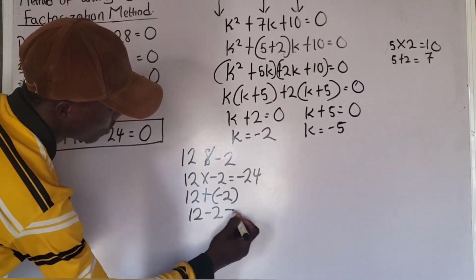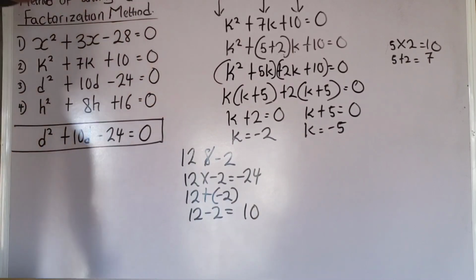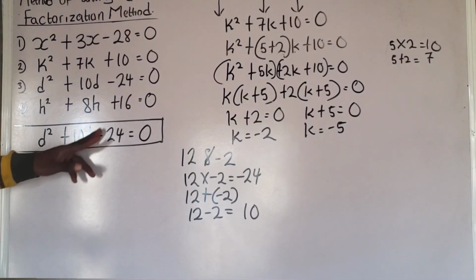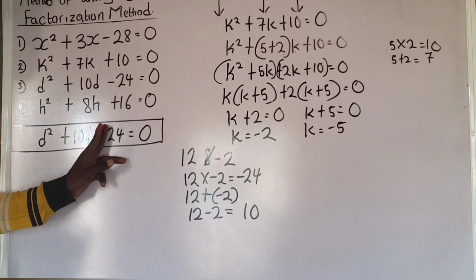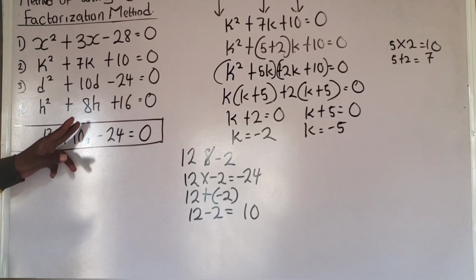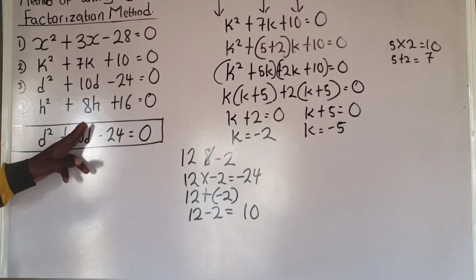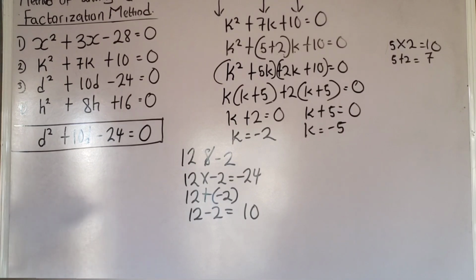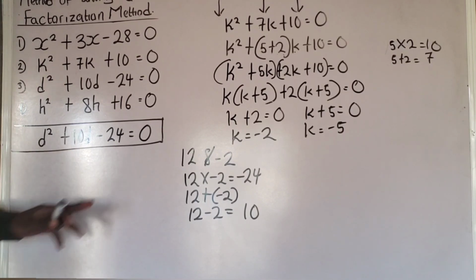12 minus 2 equals to what? 10. You understand? You can see that the product of the two numbers equals to our constant term. The constant term is what? Negative 24. And the sum of these two numbers is equals to our second term, which is what? 10. Plus 10. Okay? So, I'm going to replace the second term, which is plus 10, by these two numbers.